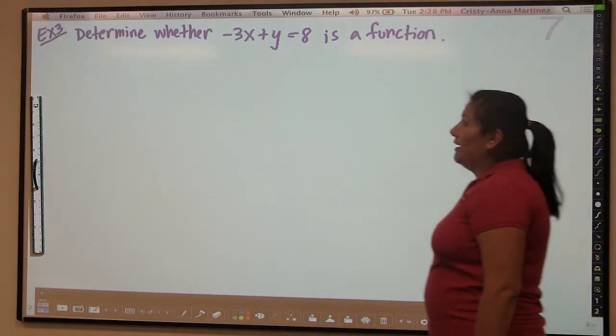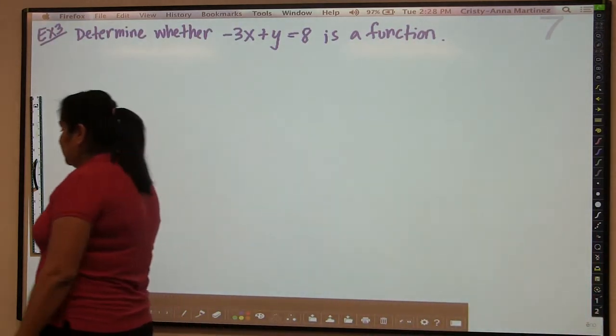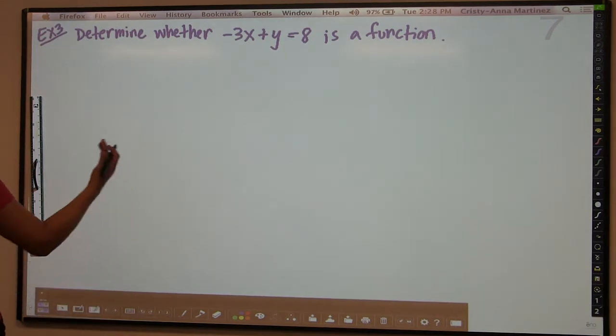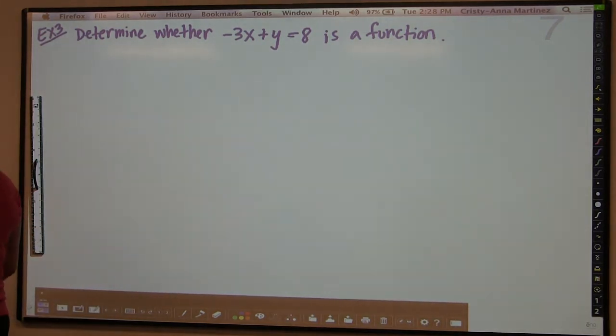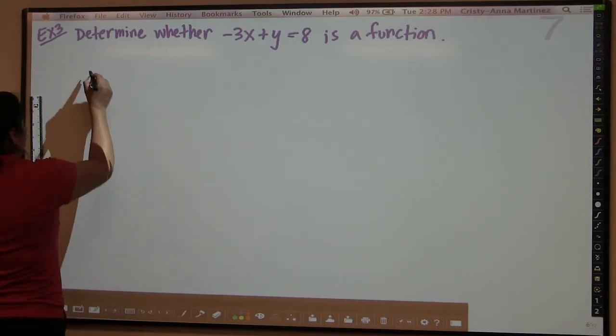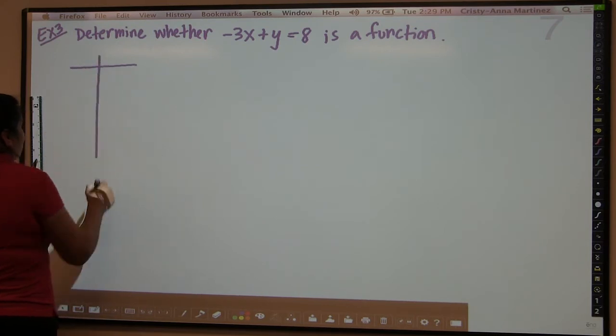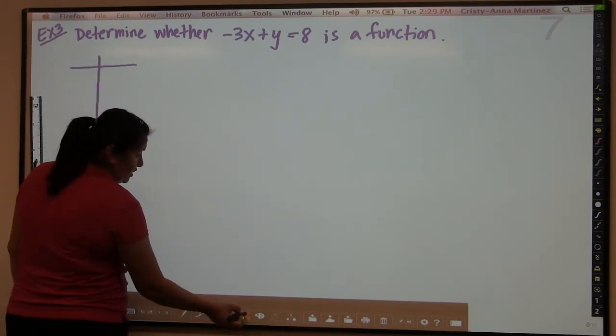So we have right here an example, and it says determine whether this little graph is a function. So obviously it's not a graph already, so we have to make a graph out of it. So the first thing that we're going to do is graph it. You have to graph it to be able to tell whether or not it's a function.